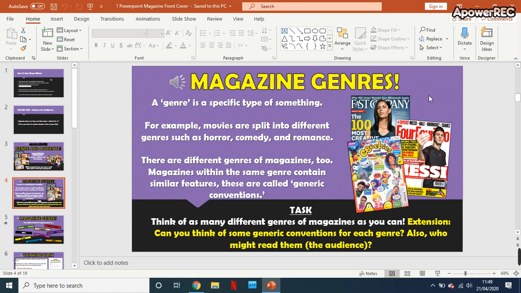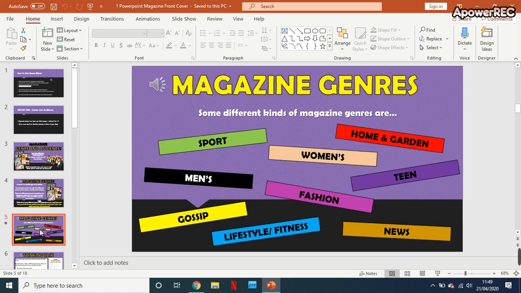Slide 5: you might have come up with some of these groups, but you will also have thought of your own types of magazines, different genres. So for each genre, how do you know that those magazines are of that genre? The language, the fonts, the colours, the pictures. What might you expect to find on the front cover of each of those? And what is the audience?